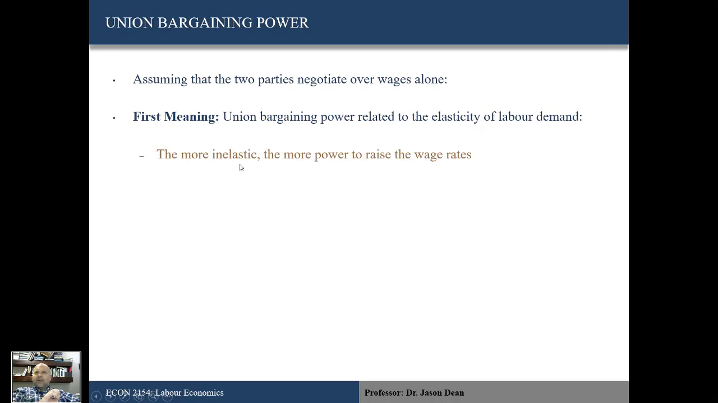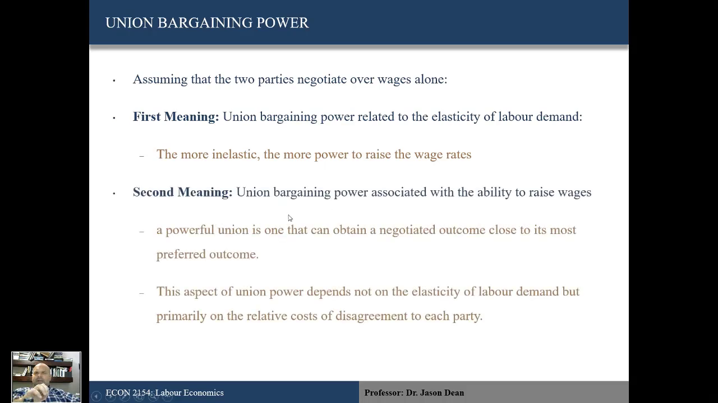Given that assumption, the first meaning could be that union bargaining power is related to the elasticity of labor demand. So the more inelastic, the more power the union has to raise the wage rates. The more inelastic the demand curve, the more possibilities exist that they could get a higher wage. And then the second meaning is union bargaining power associated with the ability to raise wages.